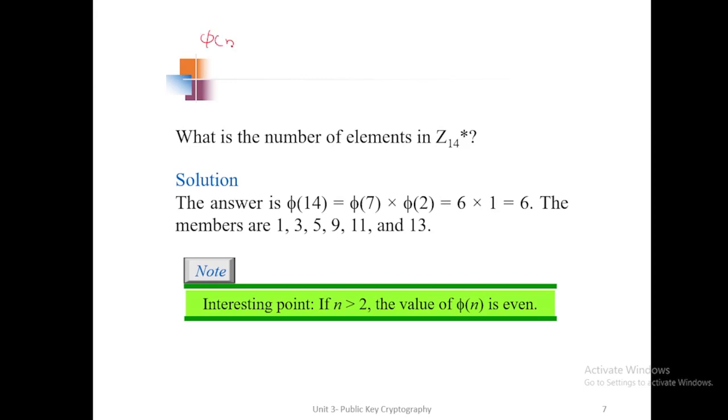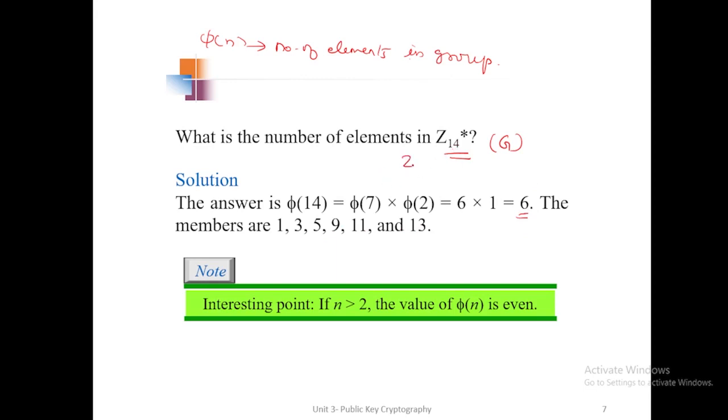This phi of n also gives the number of elements of a given group. So if you take Z14 star, it is written as a group. For the given group, we can write the number of elements in it. For calculating the number of elements, we can apply this phi of n concept. According to phi of n, the answer is 6. So totally 6 elements are available in Z14 star.